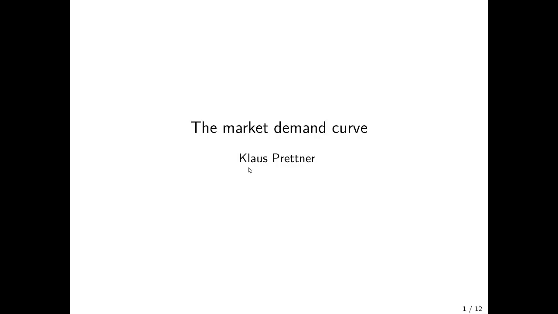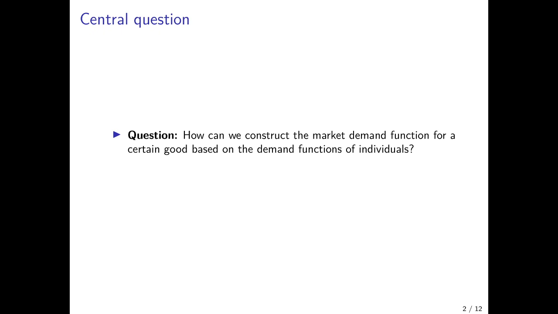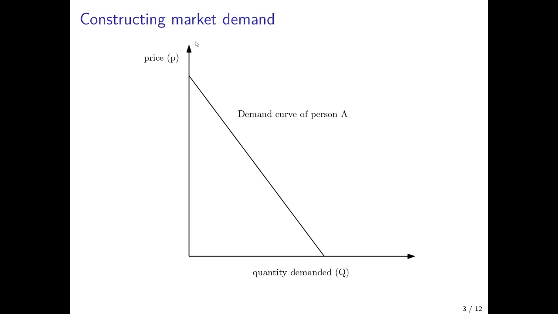This chapter deals with the market demand curve, and we answer the question of how we can construct the demand for a certain good in a given market out of the individual demand functions of the people in the economy. We start by depicting the graph that we already had in the chapter on individual demand curves. The demand of person A, you can again assume it's for cinema tickets, where we have the price on the vertical axis and the quantity demanded on the horizontal axis.